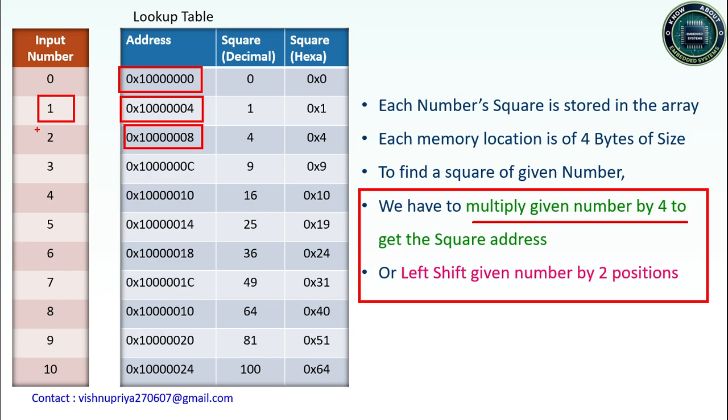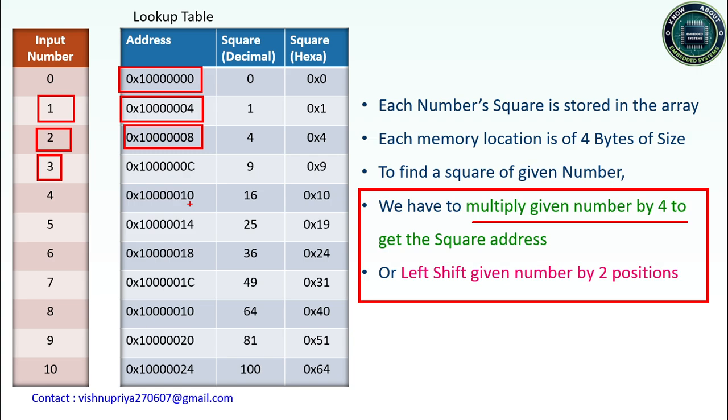Similar to that, if you want to find a square of 2, multiply 2 by 4, that is 8. Similar to that, if you want to get a square of 3, multiply by 4. 3 into 4 is 12. 12 is nothing but C. Similar to that, 4 into 4 is 16. 16 is nothing but 10.